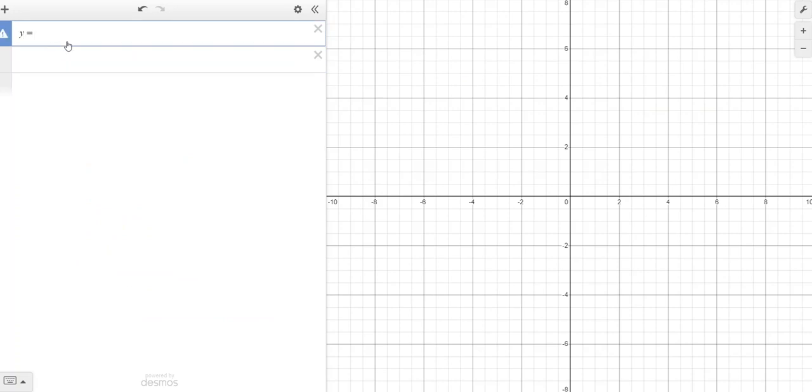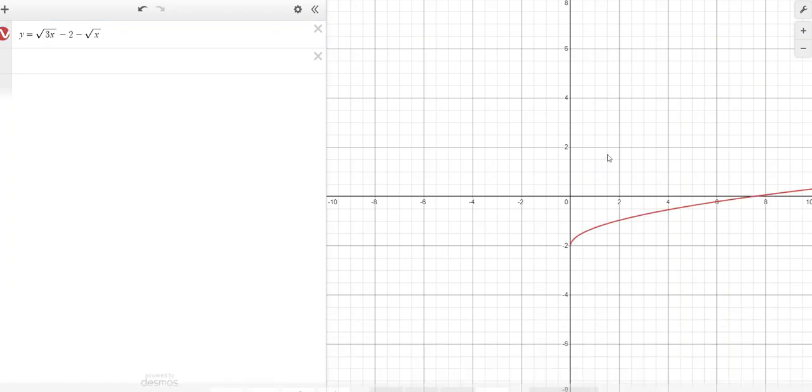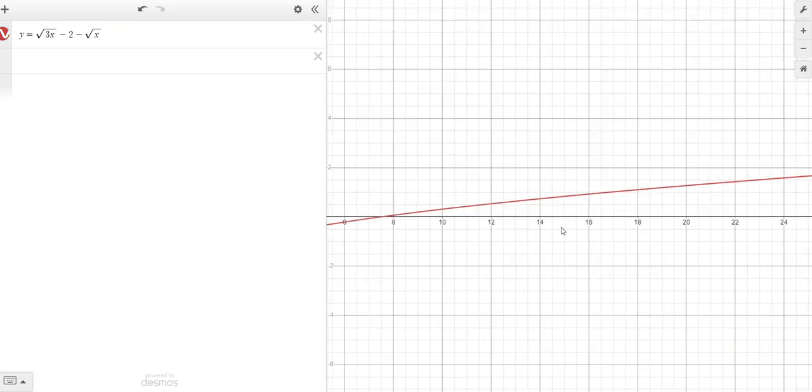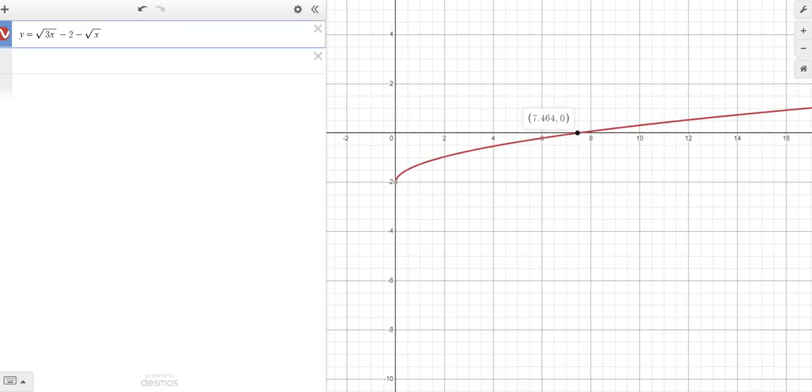So it was the square root of 3x, subtract 2, subtract the square root of x, and I definitely see an x-intercept or a 0 right there at about 7.464. It doesn't seem like that's going to come back down. If I go out here, it's not looking like it, so I think that's probably the only solution. So I'm going to go with x is approximately 7.464.